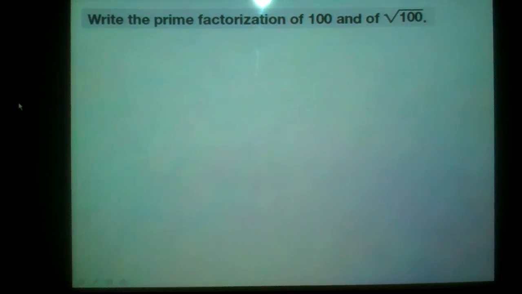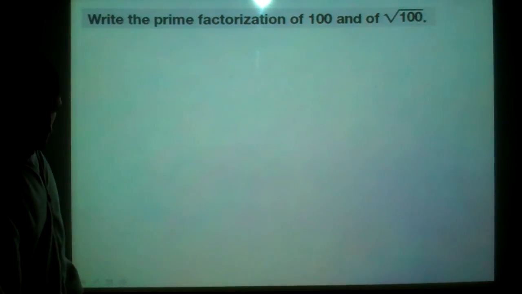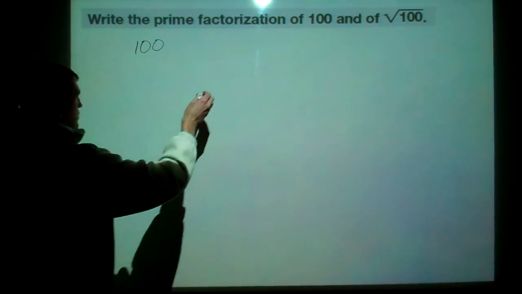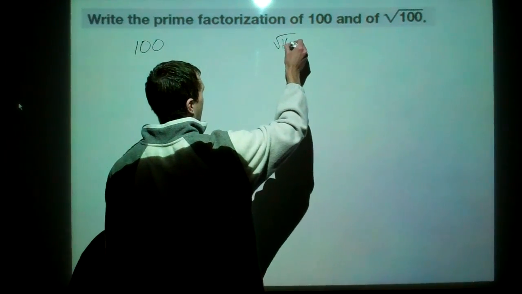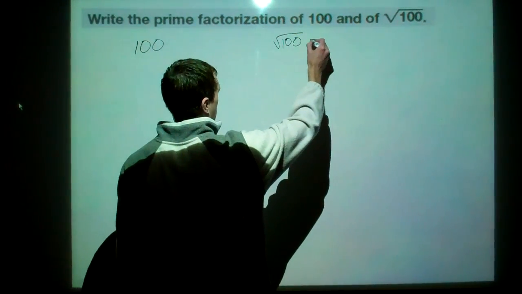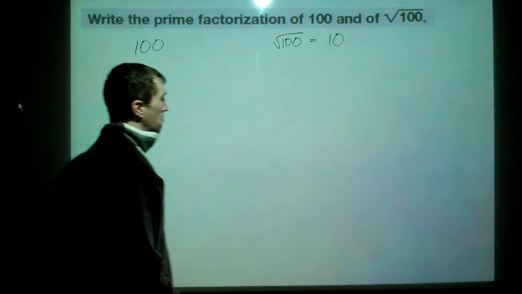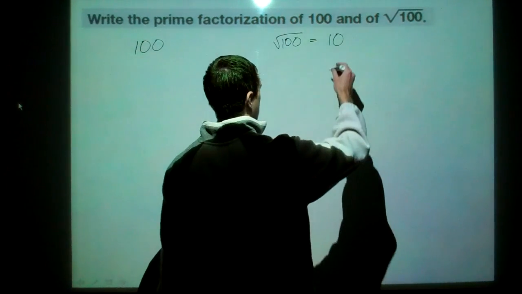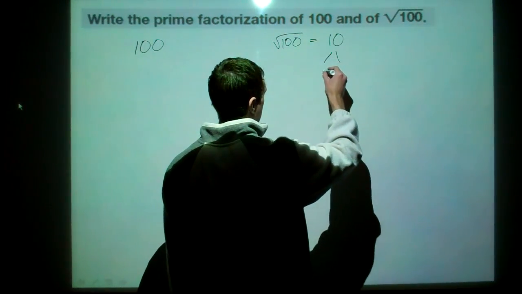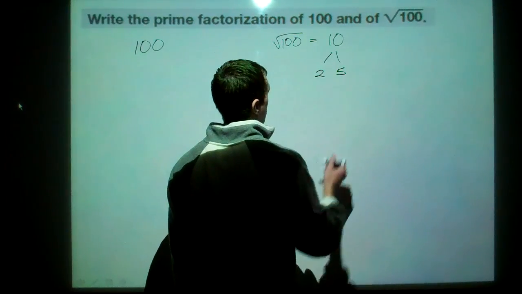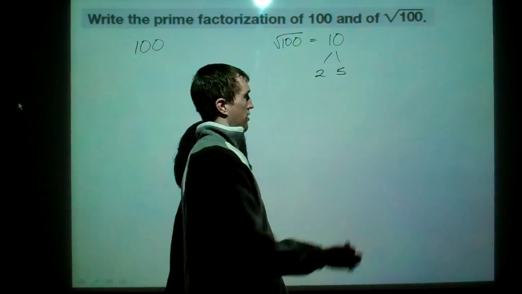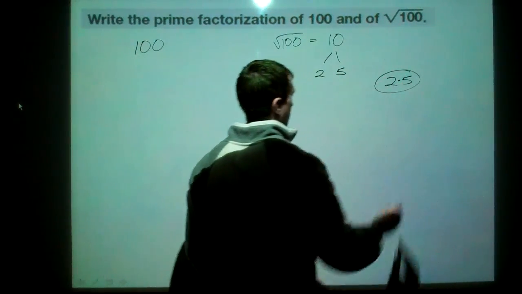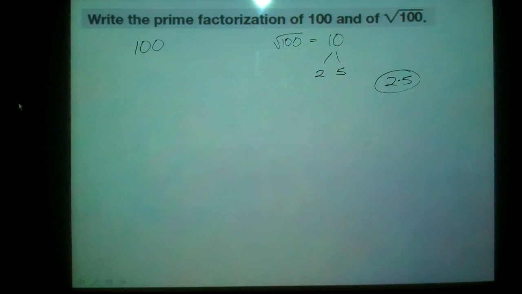Write the prime factorization of 100 and the square root of 100. Okay, let's do this one quickly. 100 and the square root of 100, which we know equals 10. The square root of 100 is 10 because 10 times 10 is 100. We'll do this one first. Break that down: 2 times 5. The prime factorization of 10, these are both prime, is actually just 2 times 5. So that one was easy.